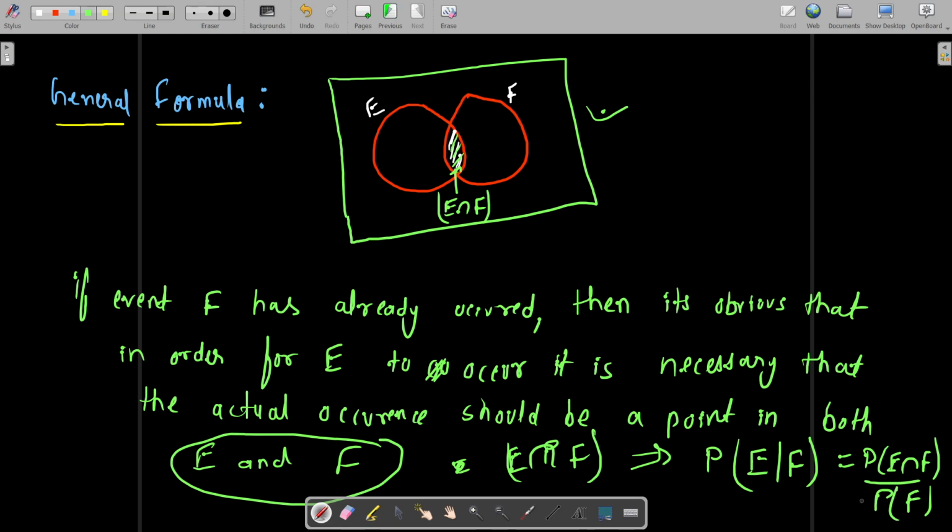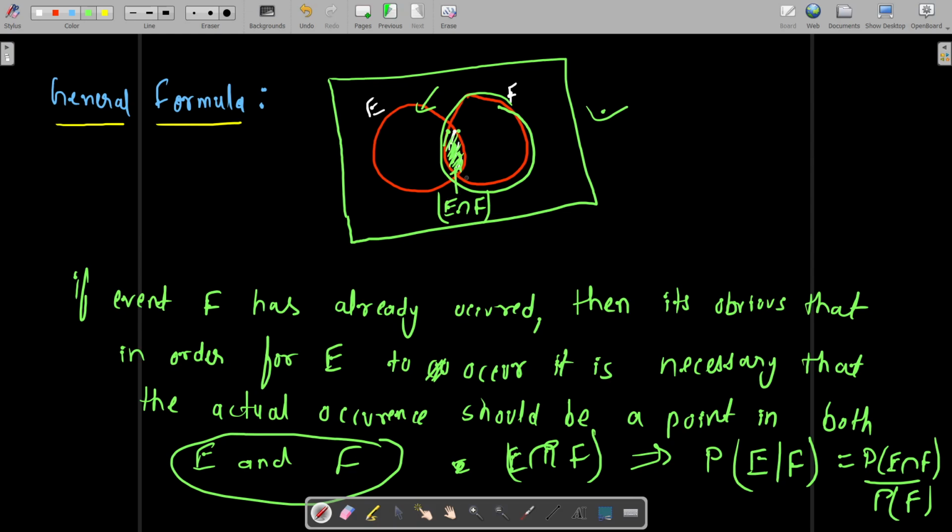I hope things are clear. So this is how we derive it. We just ask what is the probability that they are occurring in both, that is, the intersection, divided by just the one which has already occurred. If we do this, we'll get the conditional probability: given that F has already occurred, what is the probability that E will occur now? So this is how the intuitive way of deriving things works.